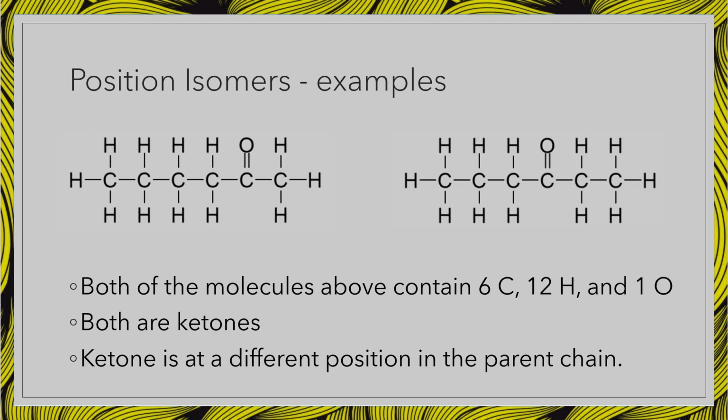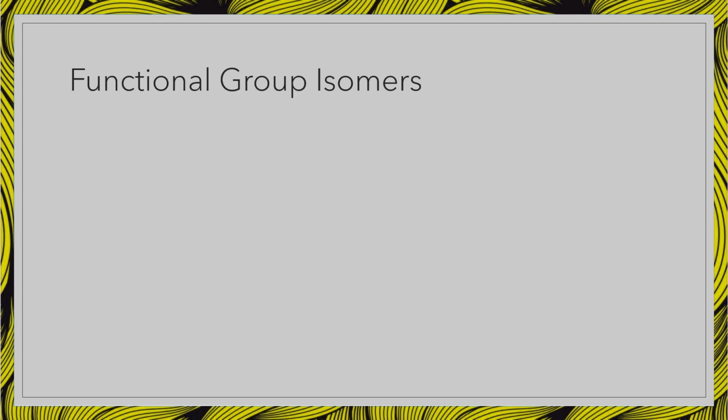Now, here's another example. Both of the molecules above contain 6 carbons, 12 hydrogens, and 1 oxygen. Both of them are ketones, but the ketone is at a different position. On the left-hand side, it's hexan-2-one. On the right side, it's hexan-3-one. So notice that the parent chain is still the same. It's still hex- for both of them.